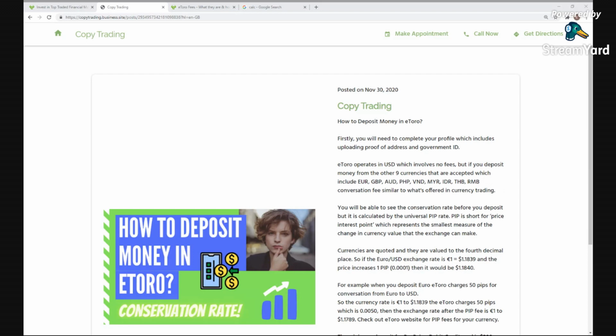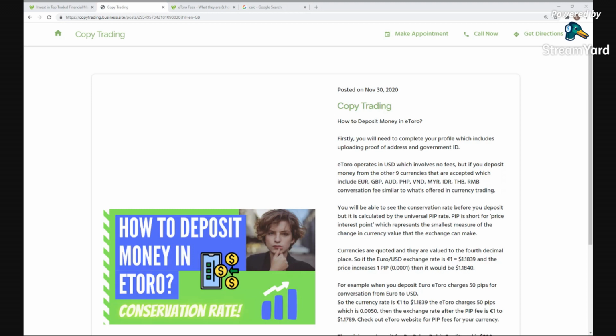Today I'm going to go over how to deposit money in eToro. I'm going to be depositing €500 myself into my account today, and I'm going to be going through all the steps on how you do that, the conversion fees, the currencies accepted, etc.